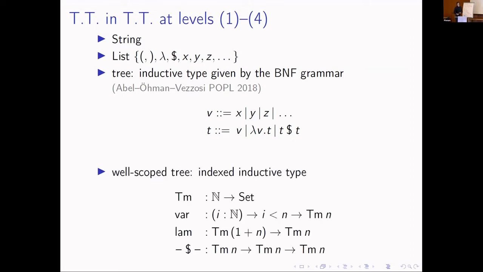Then for well-scoped syntax trees, we have an index set of terms. So for every natural number, we have an index type. By set, I mean the universe of types, but for simplicity, I just write set. So for each natural number, we have a type of terms with at most that many free variables. And if a natural number is less than n, then we get a variable. We can refer to our free variables in a term. Then what lambda does is that from a term with one extra free variable it gives you a term with one less free variable, and the application just keeps the number of variables the same.